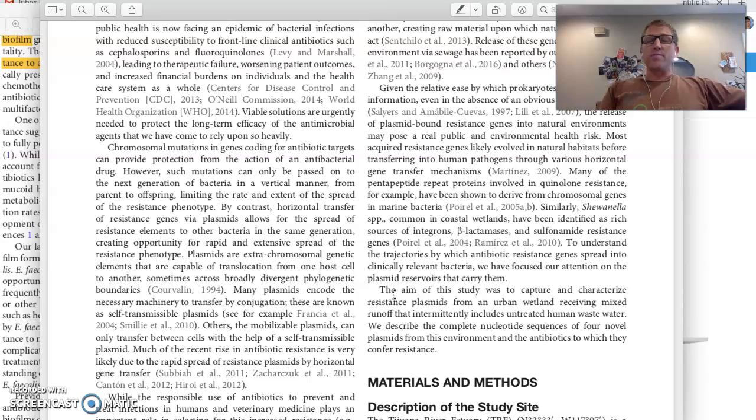Here these authors made it nice and clear. The aim of this study was to capture and characterize resistance plasmids from an urban wetland receiving mixed runoff that intermittently includes untreated human wastewater. And then frequently they'll also give you a little teaser of what they found. We describe the complete nucleotide sequences of 4 novel plasmids from this environment and the antibiotics to which they confer resistance.